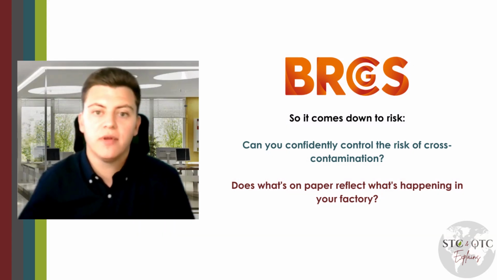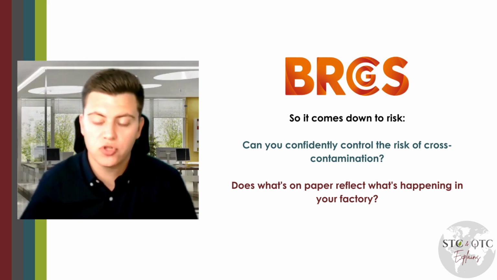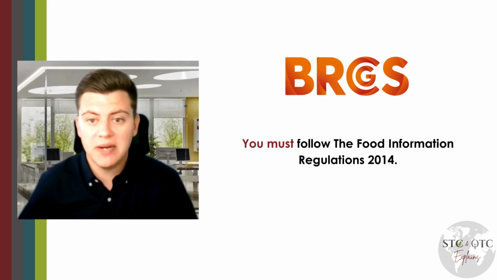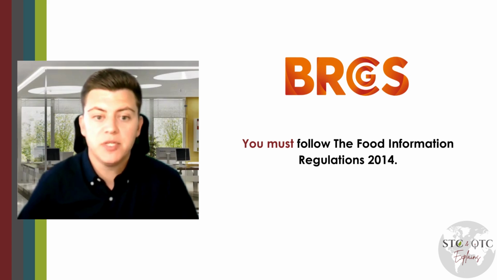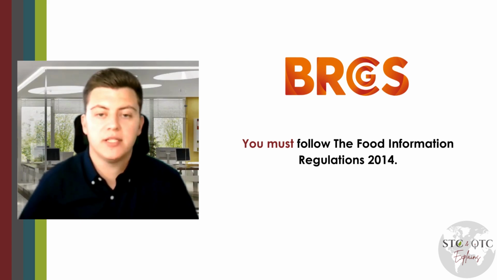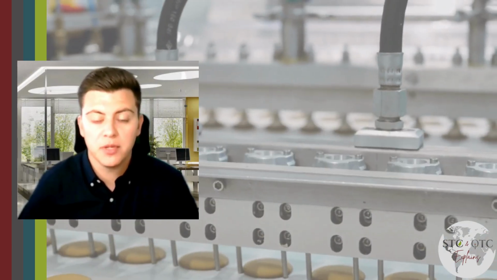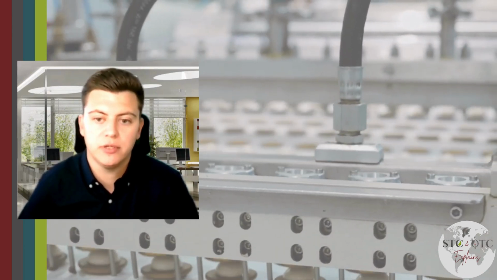Because it's nice to have beautiful procedures, but we want to make sure that the procedures are followed on the shop floor. And in terms of legislation, it's pretty much straightforward. You must follow the Food Information Regulations 2014. This means providing accurate allergen information to consumers. And don't forget that the PAL should be prominently placed on the packaging so consumers don't have to hunt for it. Otherwise, it could potentially become a food safety issue because the consumer won't be able to see it directly when looking at the ingredient list.